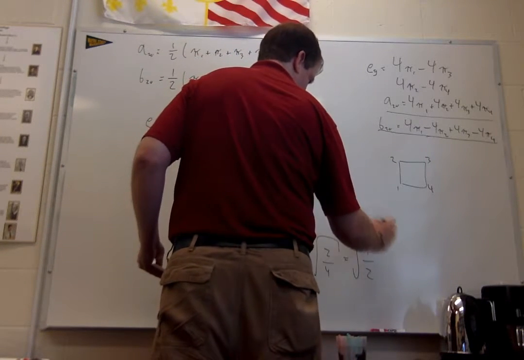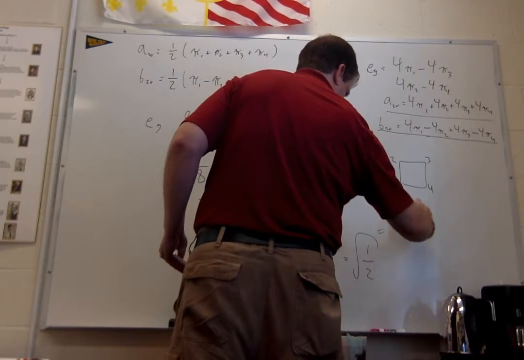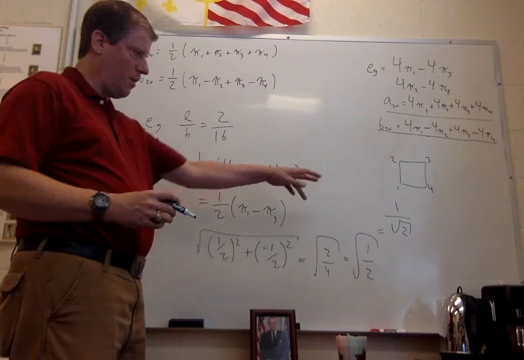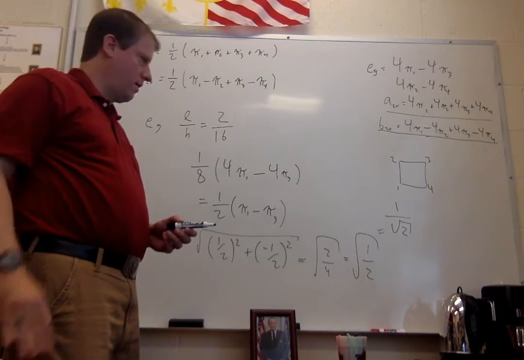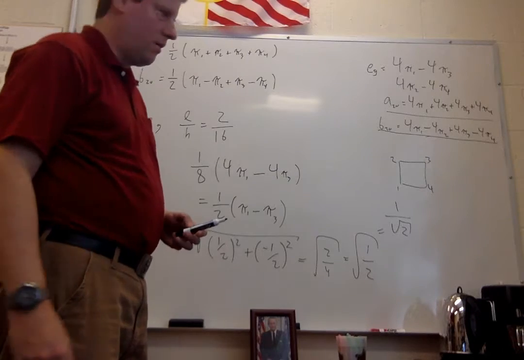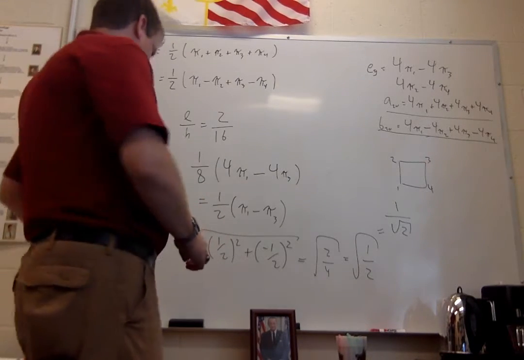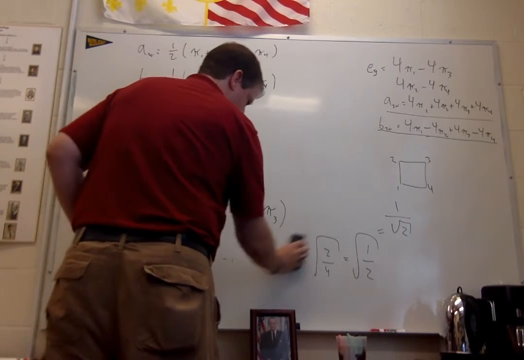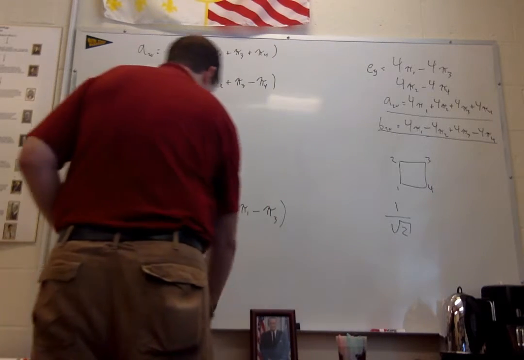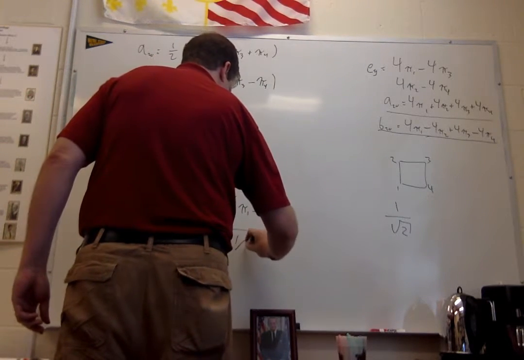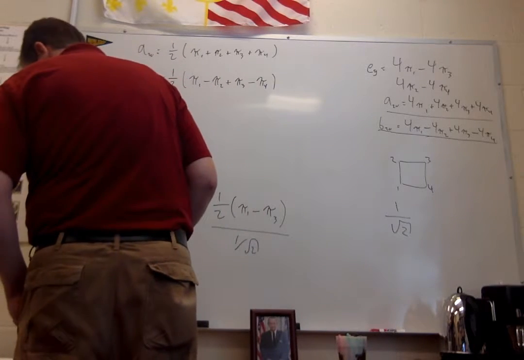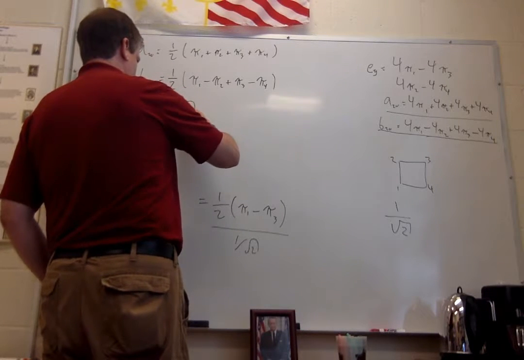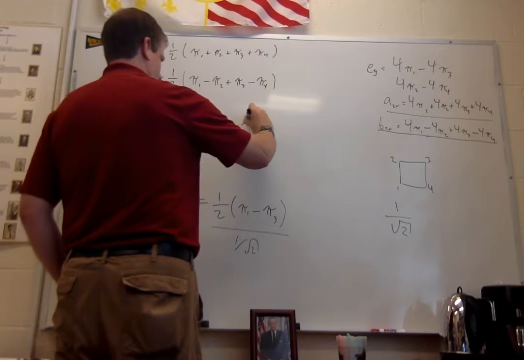And that is 1 over the square root of 2, or the square root of 2 over 2 if you aren't comfortable leaving it that way because your teacher in grade school made you do it. But it turns out we don't need to do anything with that right now. And so we're going to divide this whole thing by 1 over the square root of 2. And when you're done, what you get is the square root of 2 over 2 pi 1 minus pi 3.